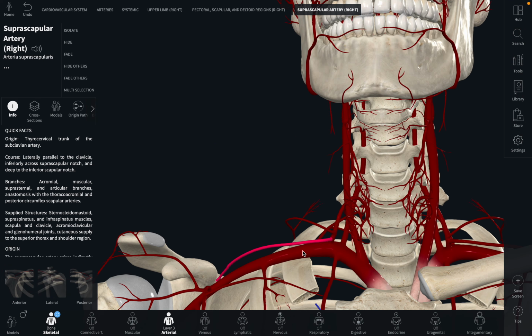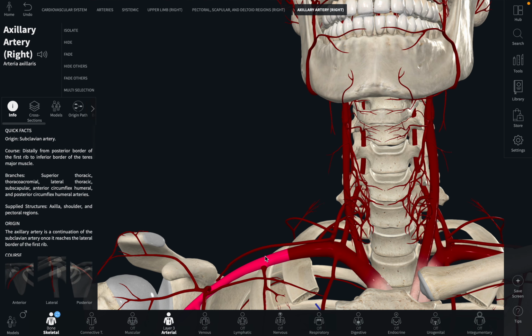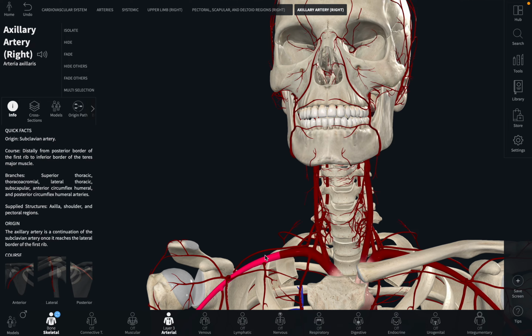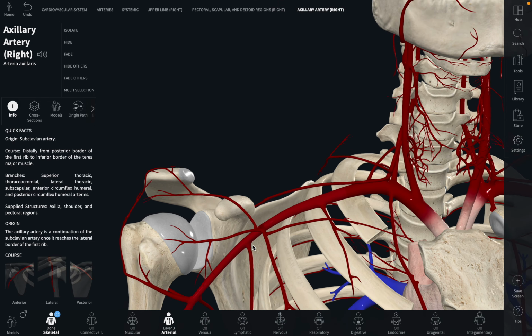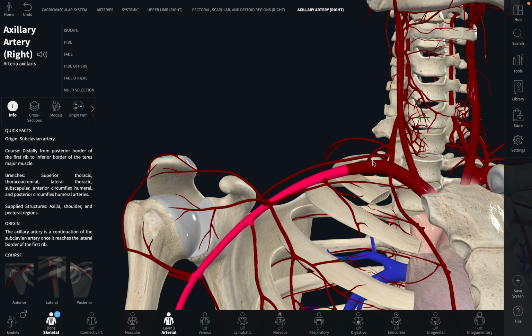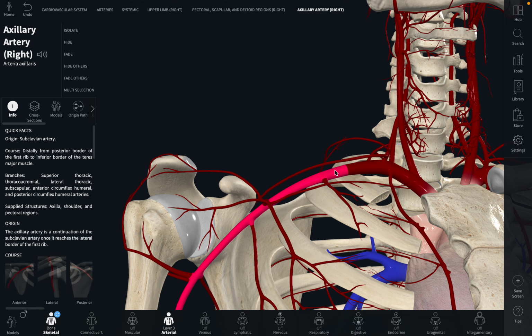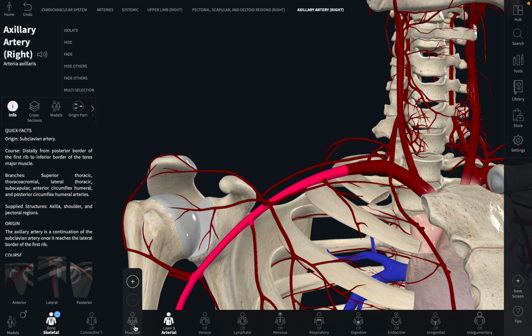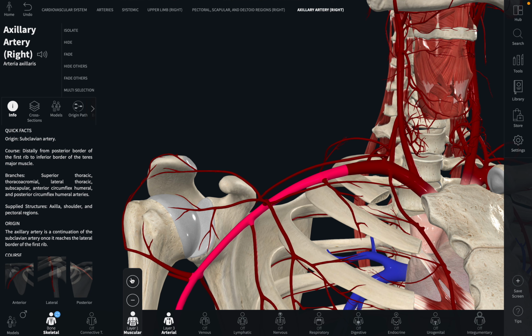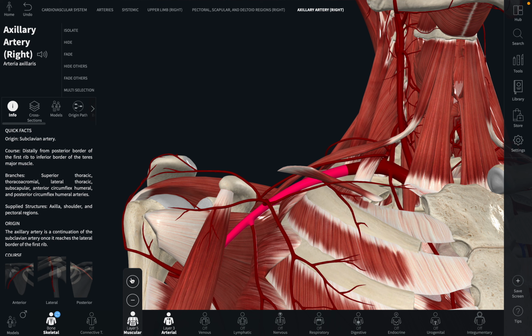Now the continuation of this subclavian artery is the axillary artery. This is one of the most important arteries of the upper limb, the axillary artery. So this subclavian artery continues as the axillary artery. Like I said earlier in one of our previous classes, the axillary artery is divided into three parts by the pectoralis minor. Pectoralis minor divides this artery into three parts.